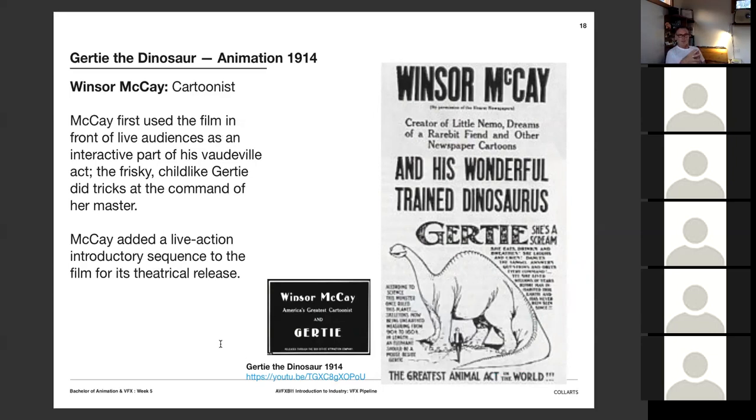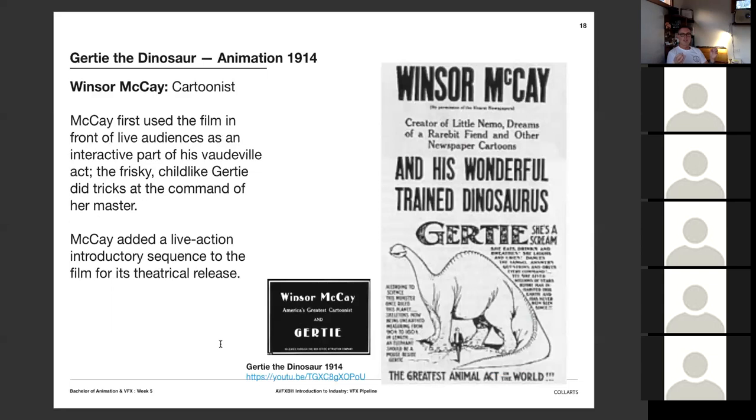So here we are, Winsor McKay. He's a newspaper cartoonist, and he's a bit of a rock star in that realm, but he's also a bit of a showman because he's been doing these live drawings and turning that into a bit of a stage show. So what he does is he comes up with this character of Gertie the dinosaur, and he makes this animated cartoon of Gertie the dinosaur, and he does this really amazing thing when you think about it, considering animation was really, really in its infancy.